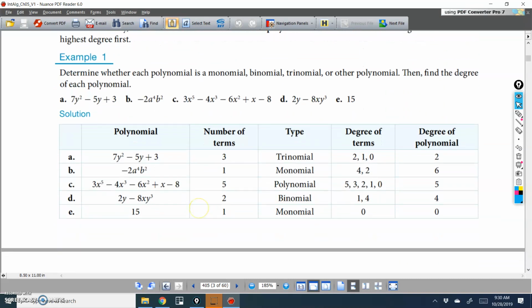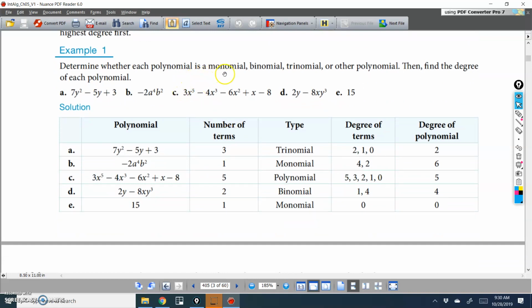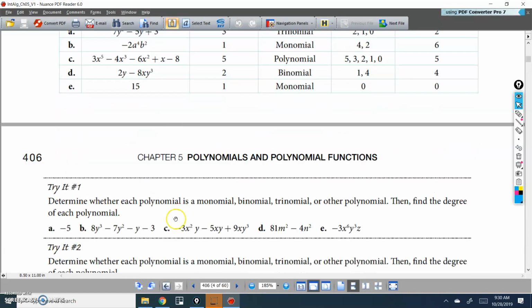Alright, so let's determine whether each of the polynomials is a monomial, binomial, trinomial, or other. So example 1, how many terms do we see? 1, 2, 3 terms. Therefore, it's a trinomial. How many terms do we see here? Well, this is just one term. It's one giant block, so it's a monomial. This one here, we have 1, 2, 3, 4, 5 terms, so we would just call it a polynomial. Anything after 3 we just call polynomial. D, two terms, binomial. E, one term, monomial. Good.